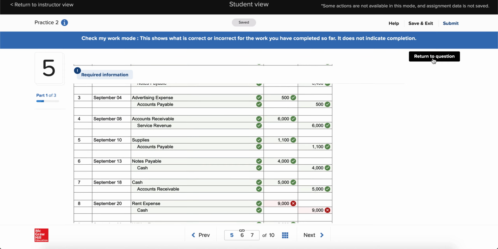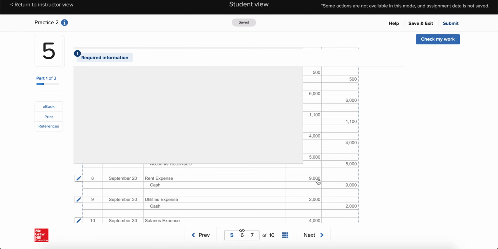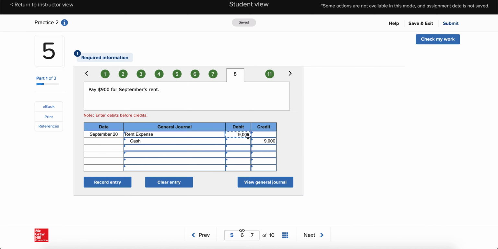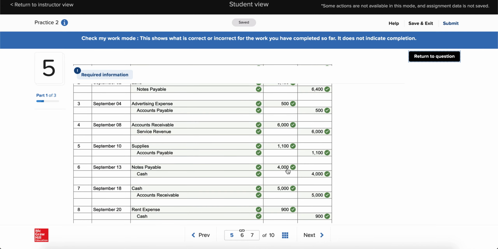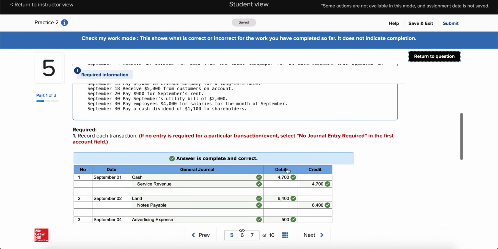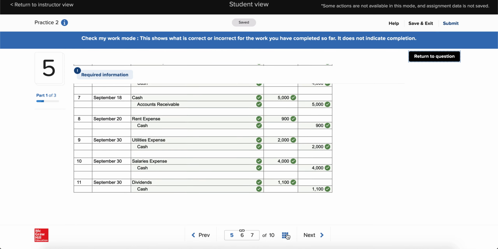So let's return to the question and change that to 900. And let's see how that looks now. Complete and correct. Rocking and rolling here.